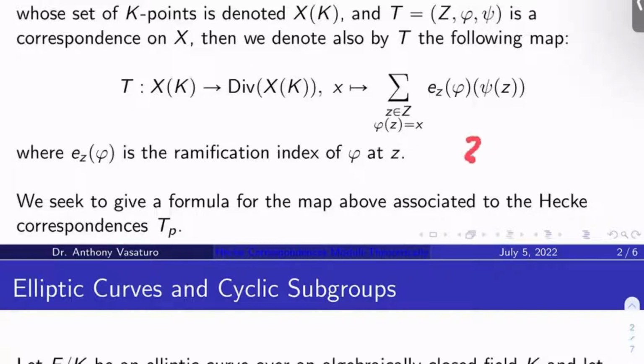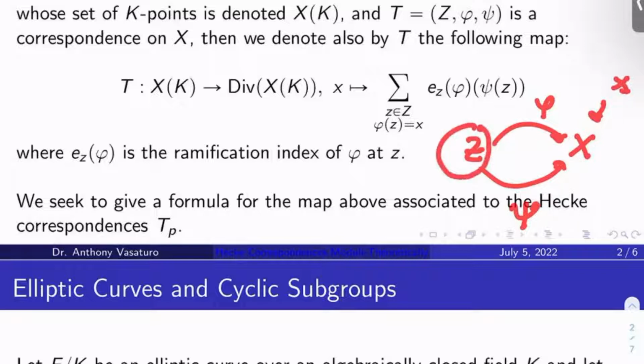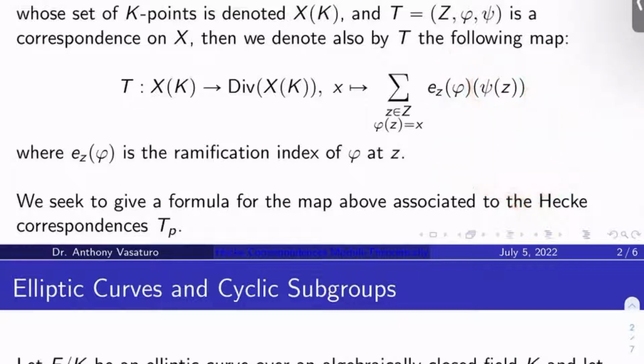So you have this going on. You have Z going to X via phi and also via psi. What you're doing is you're taking a point little x in big X here. You're looking at all of the points in Z that map to it under phi. You're taking psi of all of those points. You're making formal symbols out of those, and you're weighting each one by its ramification index, its phi ramification index, not its psi ramification index. And so what this somewhat complicated setup is going to allow us to do is to very concretely get a hold of the Hecke action or the Hecke correspondence moduli theoretically.